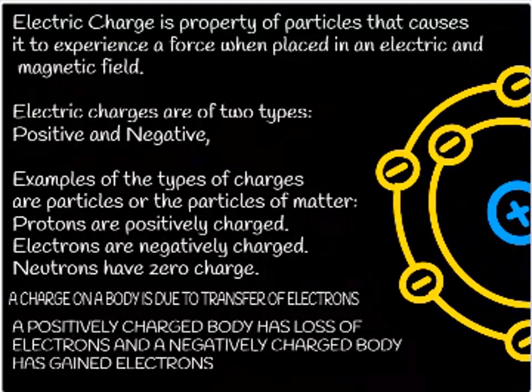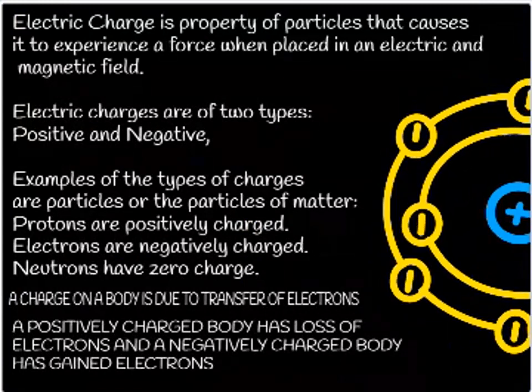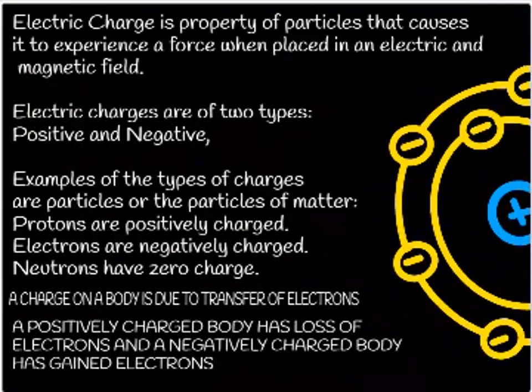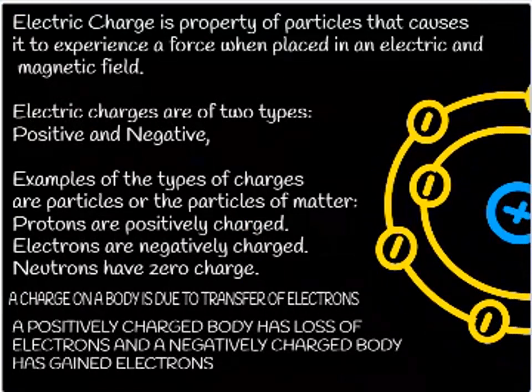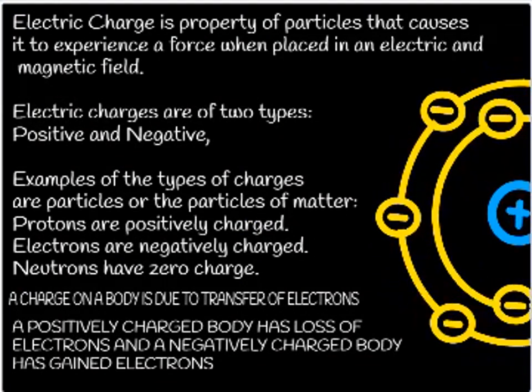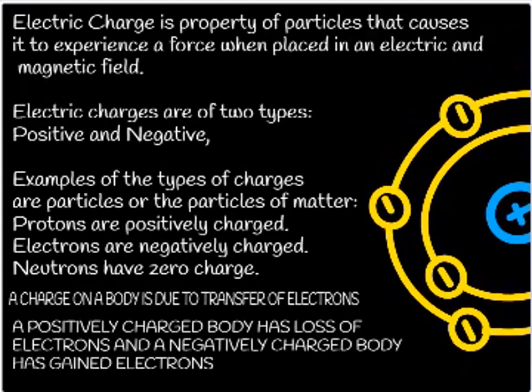Electric charge is the property of particles which causes it to experience a force when placed in an electric or magnetic field. Electric charges are of two types, positive and negative. Protons are positively charged, while electrons are negatively charged. Neutrons have zero charge. A charge on a body is due to transfer of electrons only.